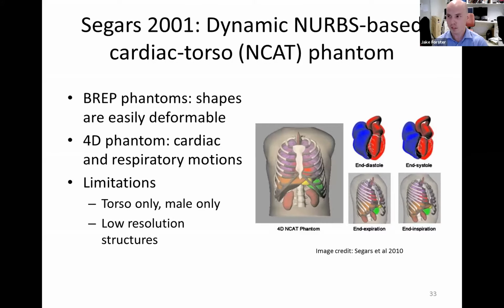In 2001, Segars produced the first ever boundary representation phantom, and this was NURBS-based. This is the NURBS-based cardiac torso phantom, or the NCAT phantom. One of the coolest things about boundary representation phantoms is that the shapes in them are very easy to deform. So in particular, he made a 4D phantom that can produce cardiac and respiratory motions. This does have limitations though: it's torso only, it's male only, and because it was purposed for nuclear medicine, the structure is actually quite low resolution.